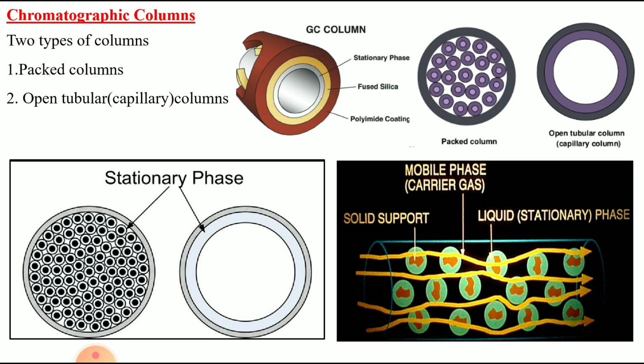In this diagram, we are representing how the packed column and the open tubular columns look like. In a packed column, the entire column is filled with the stationary phase material. In open tubular columns, only the inner surface is coated with the stationary phase material.